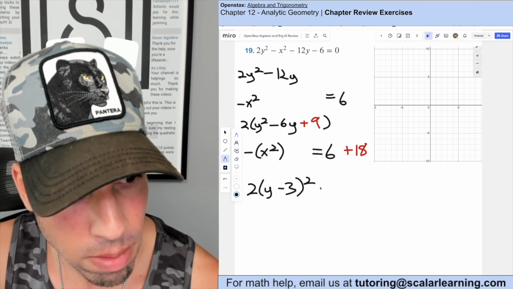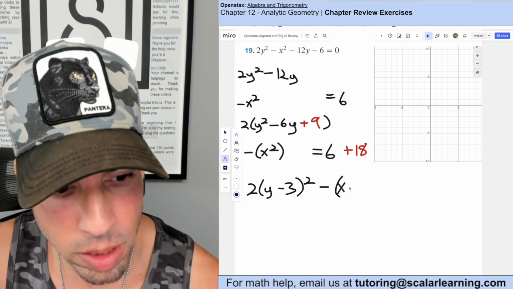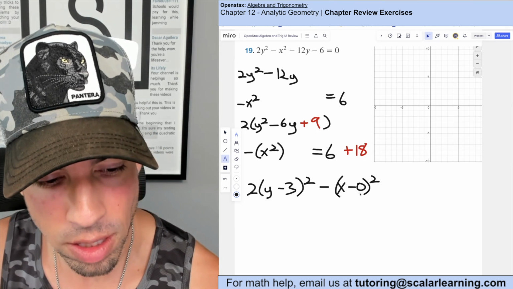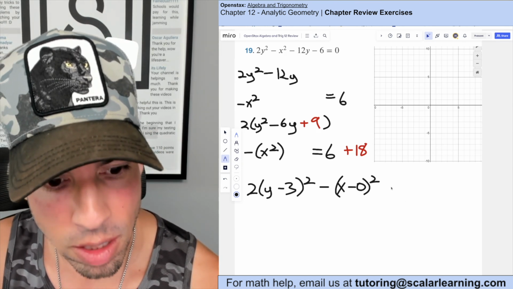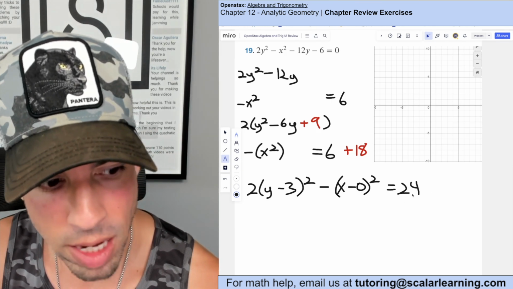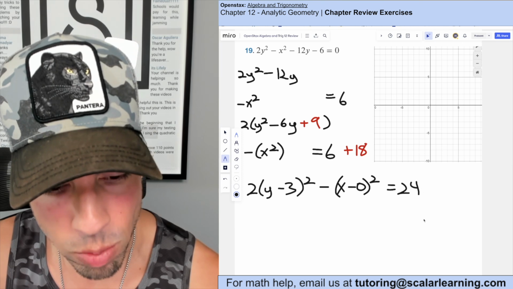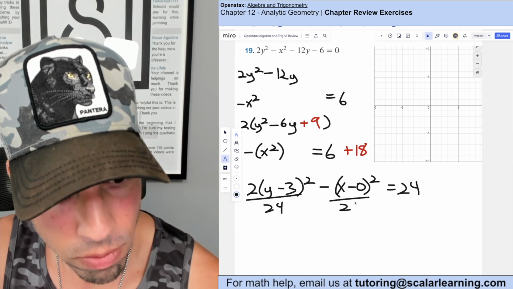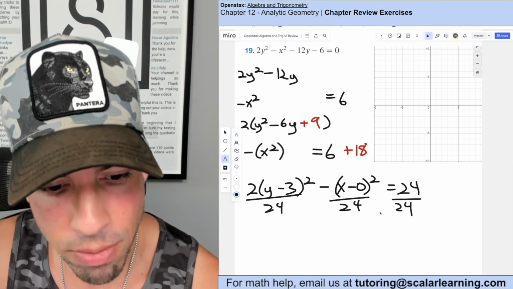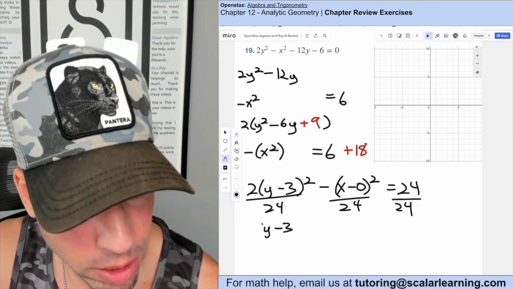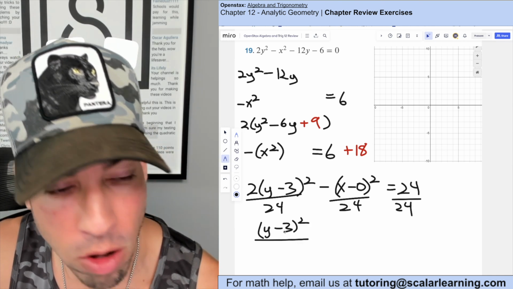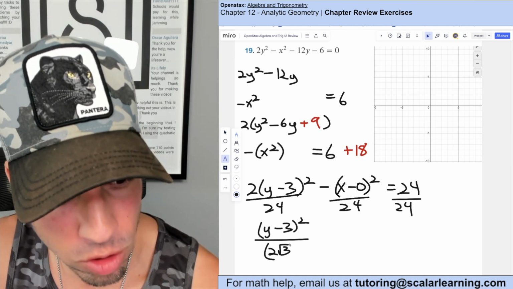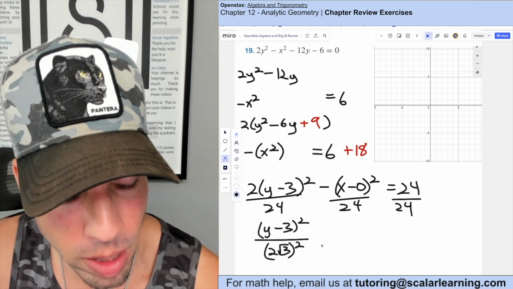And then we've got minus x squared, or we could say x minus 0 squared, just to let you know that the center is going to have a 0 value for the x coordinate, is equal to 24. Last but not least, let's divide everything by 24. So we got 1 on that side. And if we go 24, 24, 24, we're left with y minus 3 squared over 12, but I'm going to say the square root of 12 squared, or 2 rad 3 squared. Again, the square root of 12 is 2 rad 3.